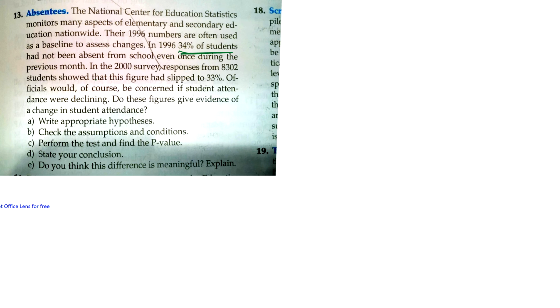Officials would, of course, be concerned if student attendance were declining. Do these figures give evidence of change in student attendance? In other words, we think it's 34%, but we have a sample where it's 33. Is that evidence that it's actually declining? So we want to perform a one proportion z-test because we're talking proportions.